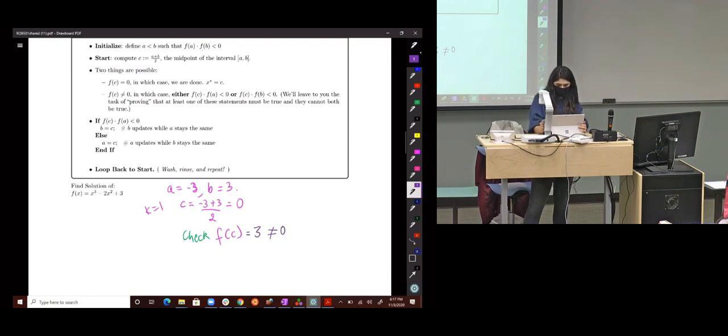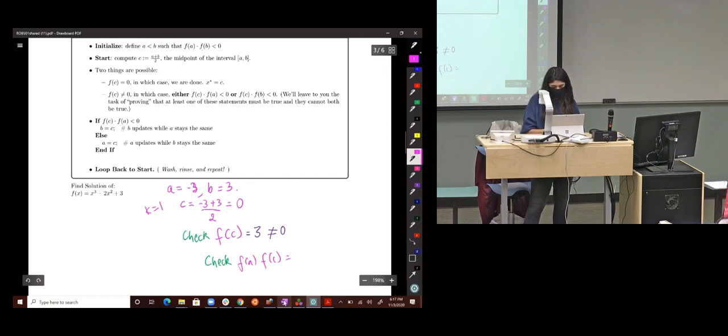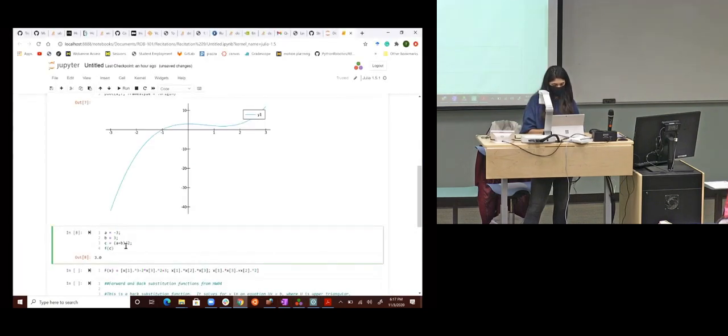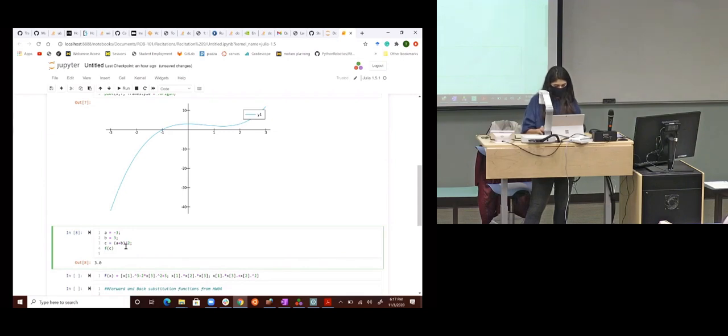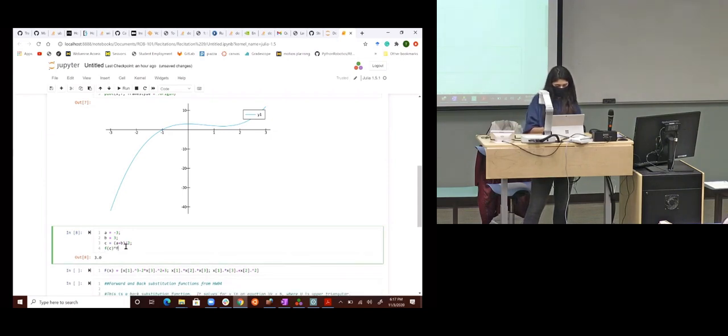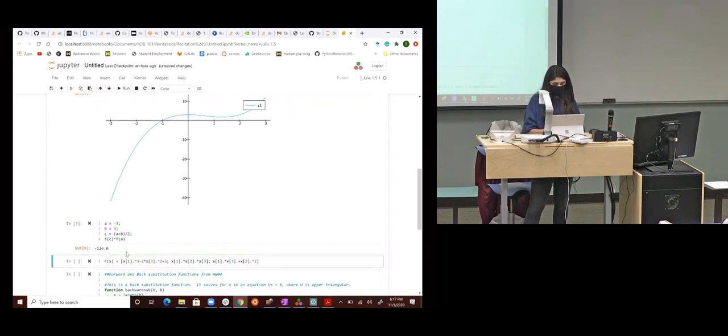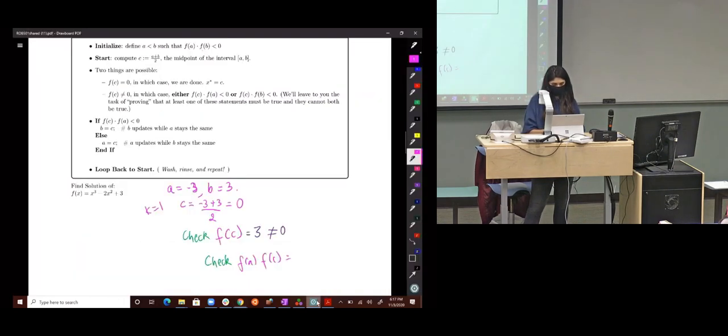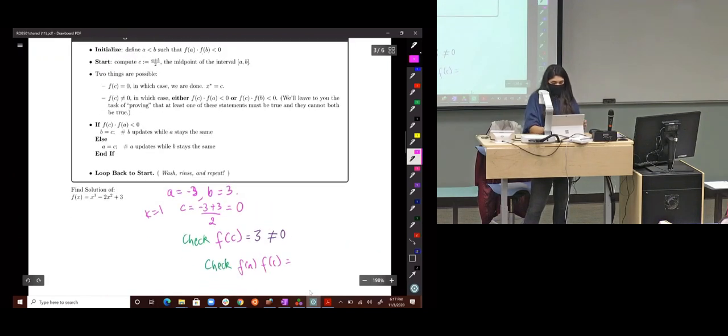Then you want to check. Next thing is check f of a times f of c. What does that equal? Well, we can either substitute it ourselves, or we can have Julia do it for us. So we do f of c times f of a. It's negative 126. It's minus 126. Is that less than 0? Right, it is. What does that mean?